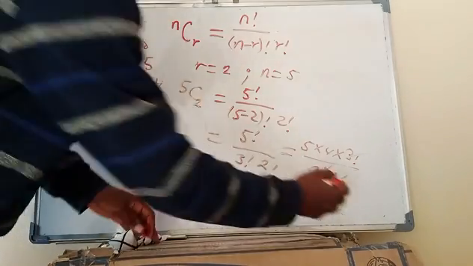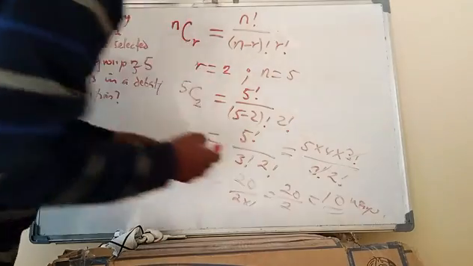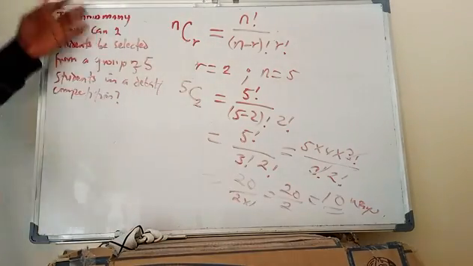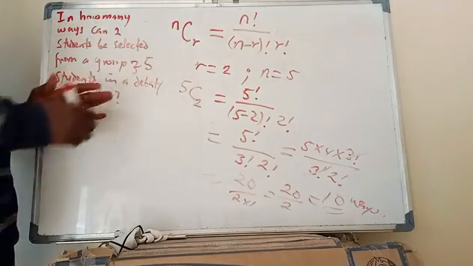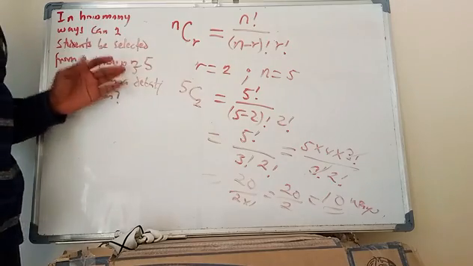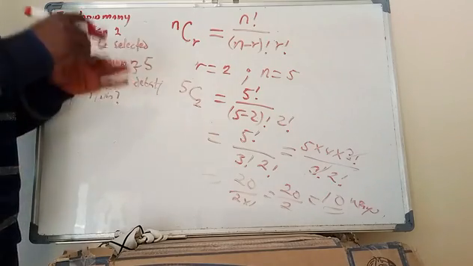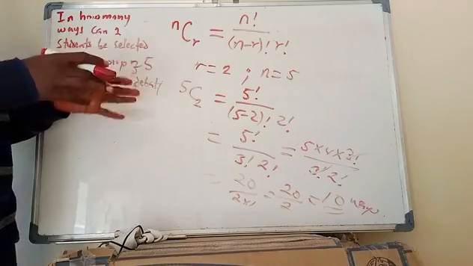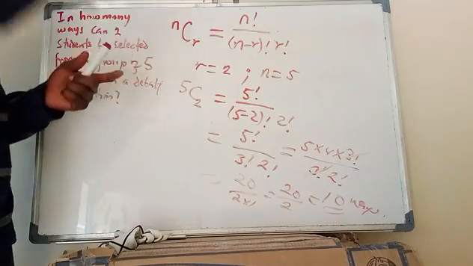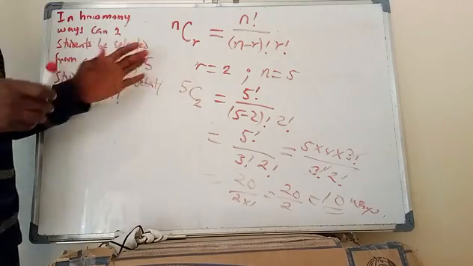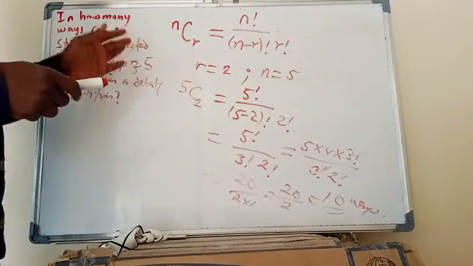This implies that there are 10 ways of selecting two students from a group of 5 students for this competition. And this you can practicalize. You can randomly pick 2 out of 5 in 10 ways. So that is what it means, and this is how it is solved.